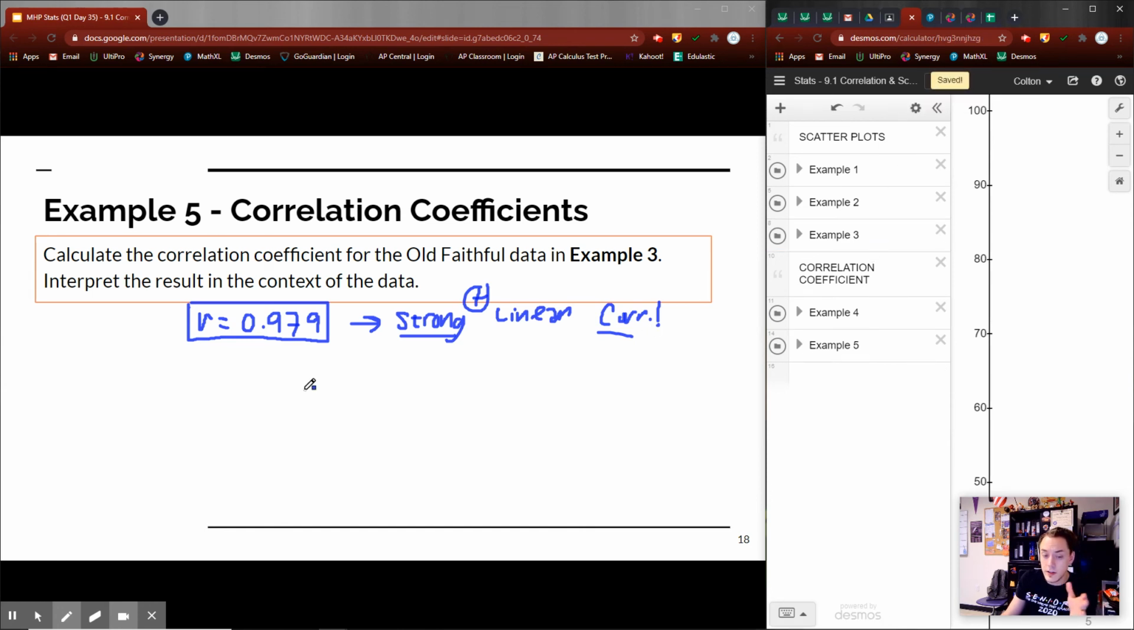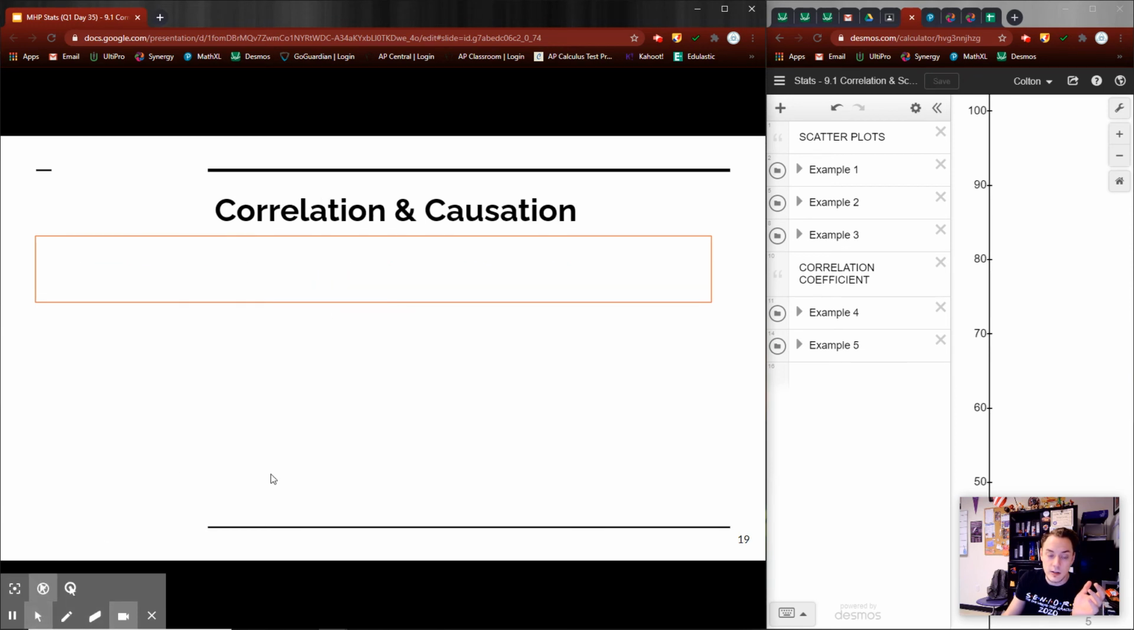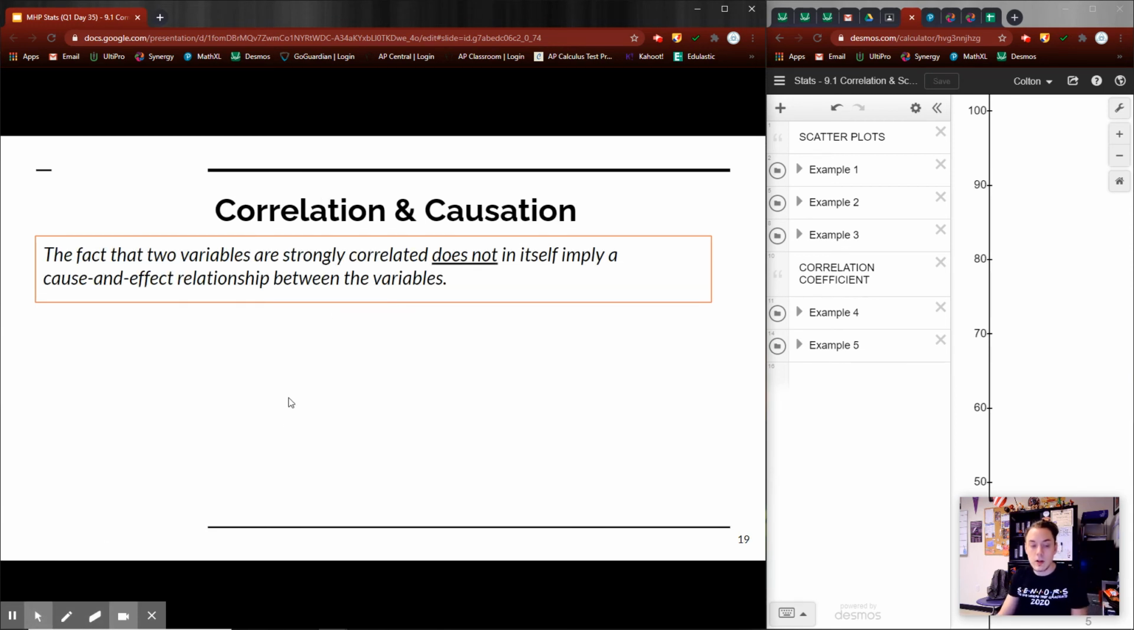It's up to you to use it to follow along with the notes, but also during the homework. Now, let's get into what we call the relationship between causation and correlation. The fact that two variables are strongly correlated, just like the ones that we did right now, does not in and of itself imply a cause-effect relationship between the variables. So that does not mean that something is causing the other thing.